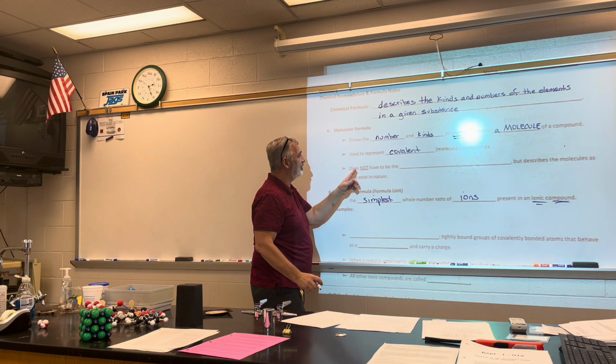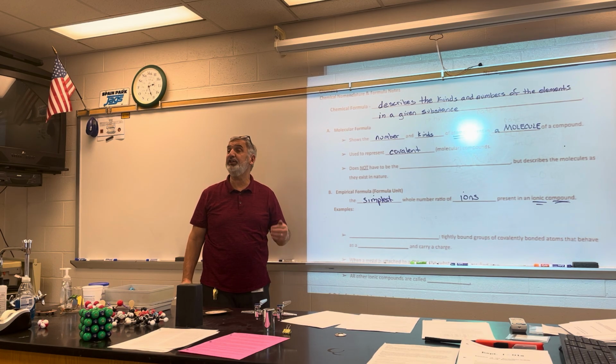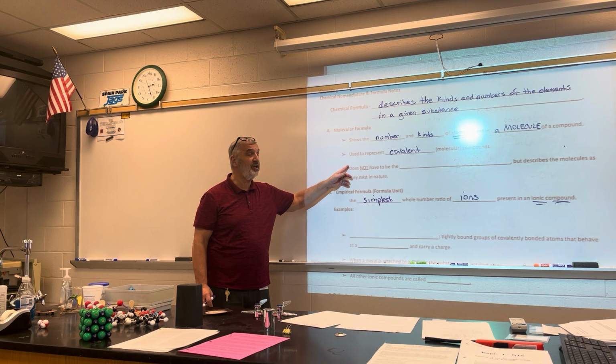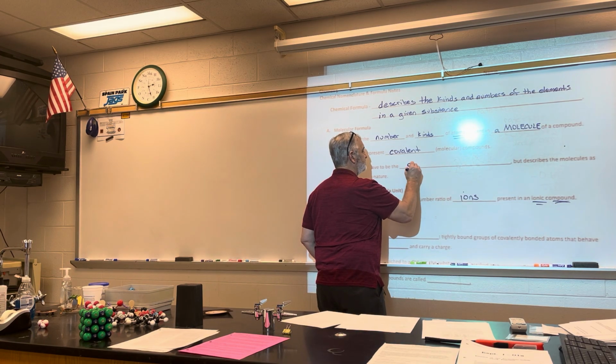So what does a molecular formula not have to be? Okay? How did we find the molecular formula from the empirical formula? You took the molecular mass and divided by the empirical formula mass, and got a whole number ratio, and then you multiplied it, right? So if an empirical formula is the simplest whole number ratio, what does the molecular formula not have to be? The simplest. It does not have to be the simplest ratio.